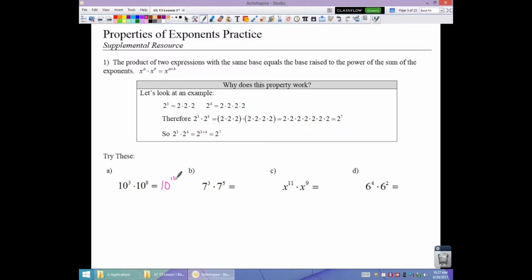b, 7 to the third times 7 to the 5th would be 7 to the 8th power. c, x to the 11th times x to the 9th, again, same base, so we can add the exponents, that's x to the 20th. And d, 6 to the 4th times 6 to the 2nd would be 6 to the 6th power.